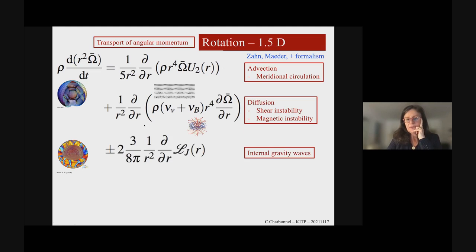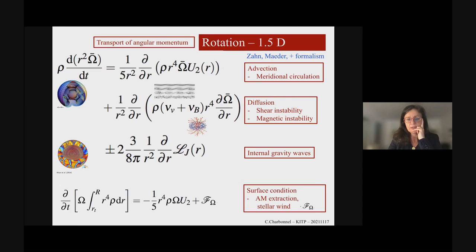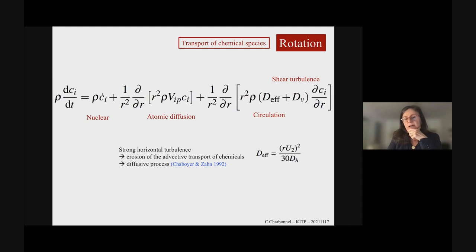If you have other processes that play a role, like internal gravity waves, you have this luminosity, which has to be taken into account to modify the angular momentum at different layers within the star. And of course, you have to consider the extraction of angular momentum through the stellar wind as a surface condition. Now, for the transport of chemicals, the expression is much simpler.